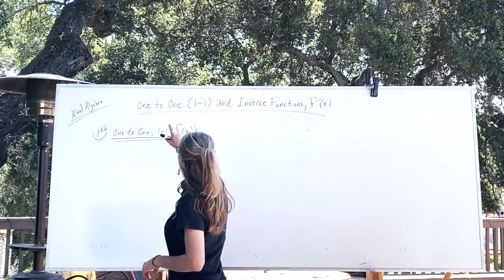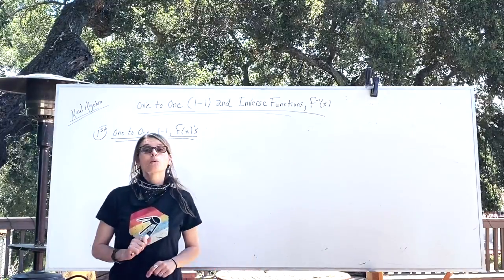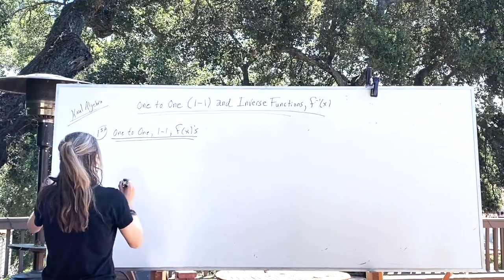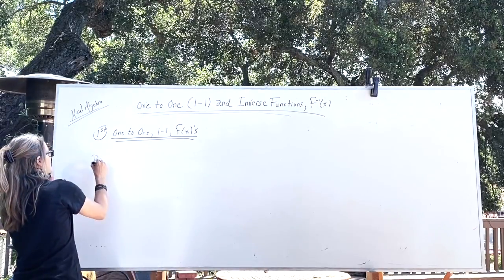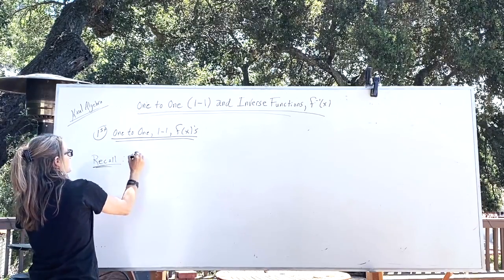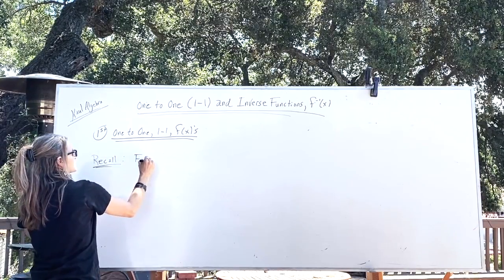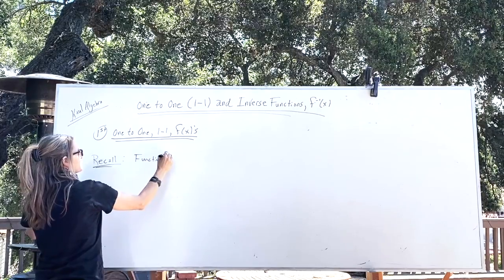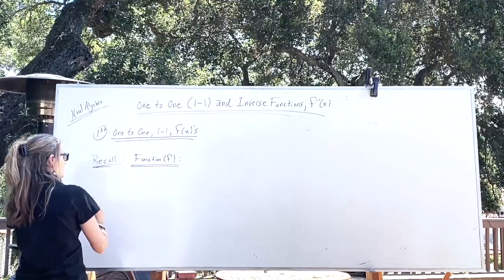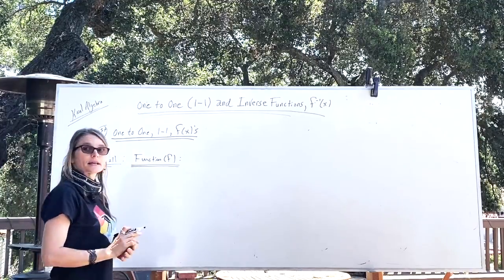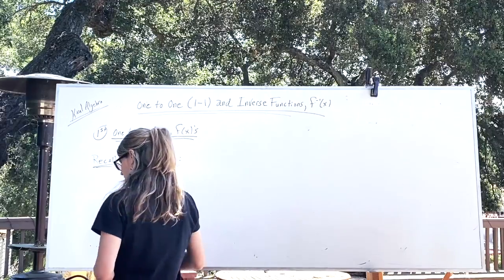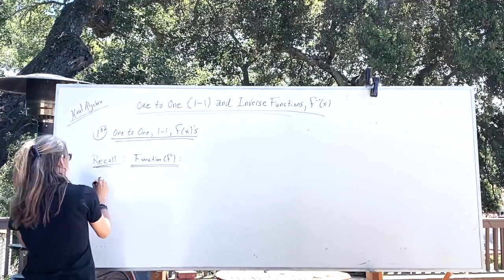So first we want to start off with looking at one-to-one functions. So we're going to look at a new definition. To look at that, what we want to do is recall what the definition of a function is. Okay, and the definition of a function is that we can't have repeated x values paired with y's.